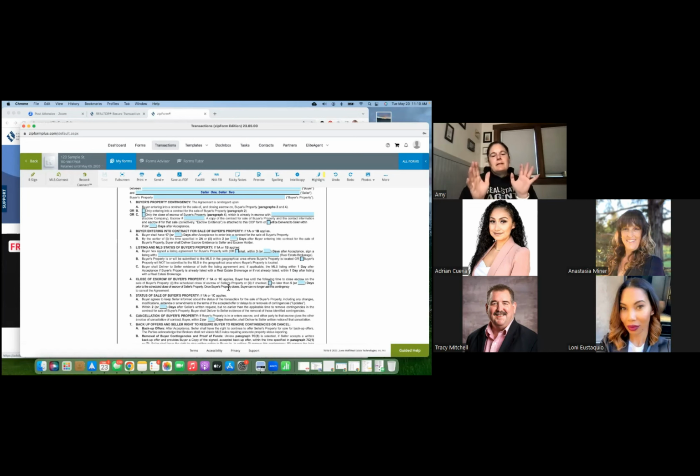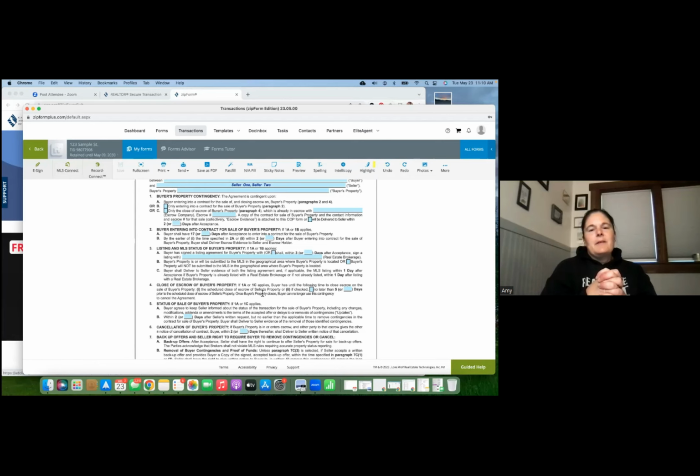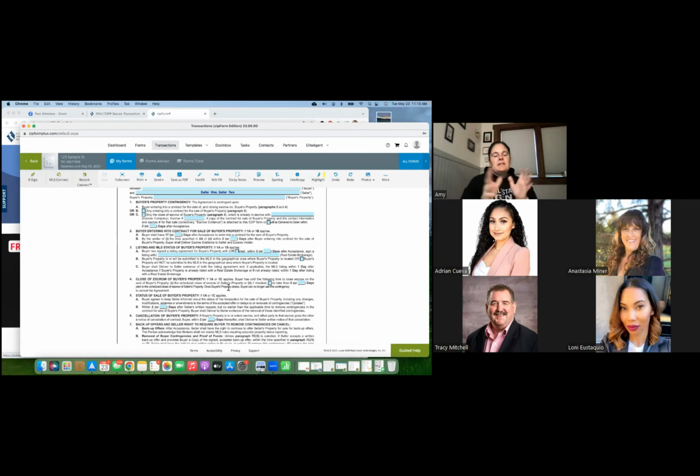And if you can't negotiate a buyer rent back or seller rent back on the properties, then that's where it kind of gets funky. But that is, they have up until the close of escrow.